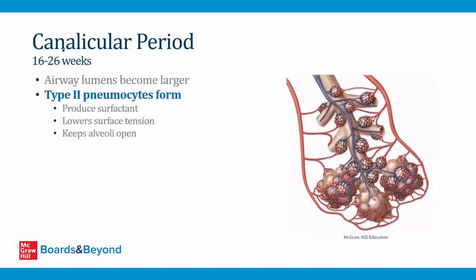Other events that occur during the canalicular period include the airway lumens becoming larger so that more air can be conducted in and out of the lungs. And then very importantly, type 2 pneumocytes develop during the canalicular period. These are the cells near the alveoli that produce surfactant, which lowers surface tension and keeps the alveoli open. We're going to talk more about this later, but the formation of these types of cells is critical for survival after birth because babies need surfactant in order to survive.